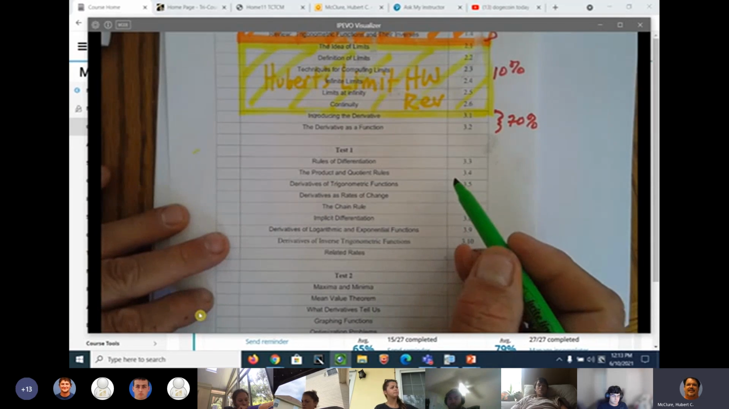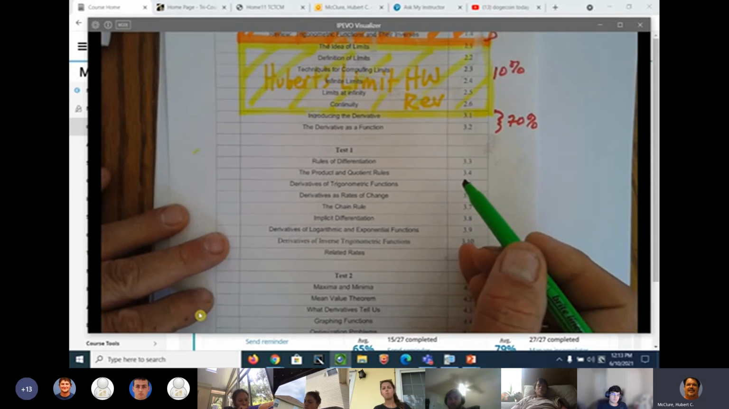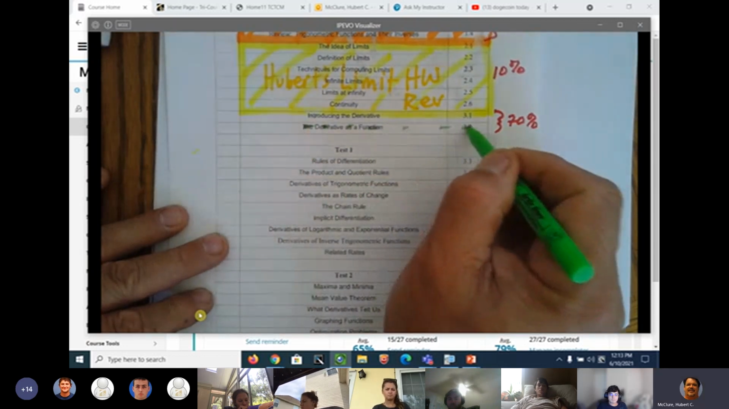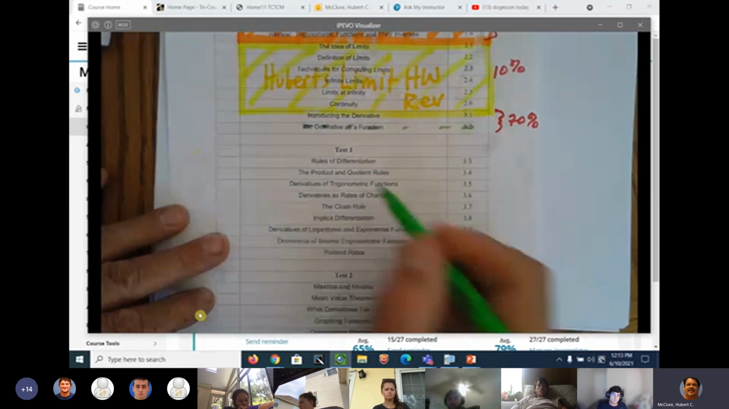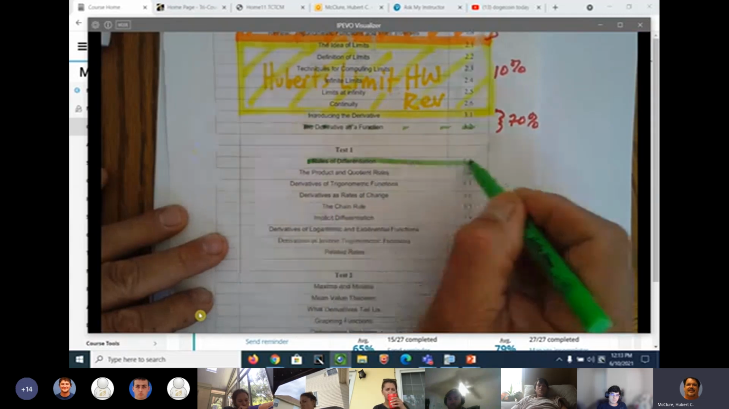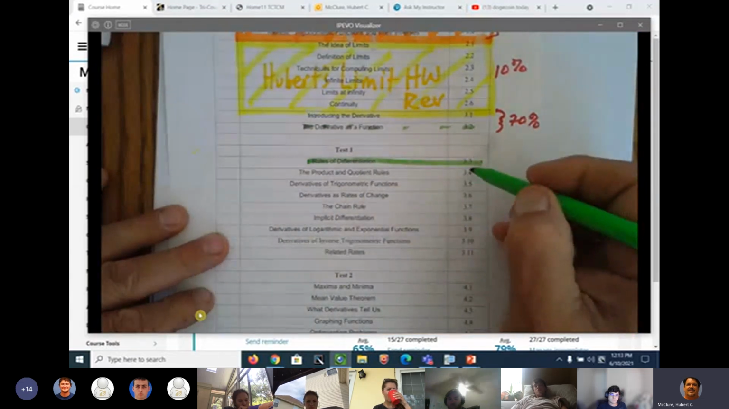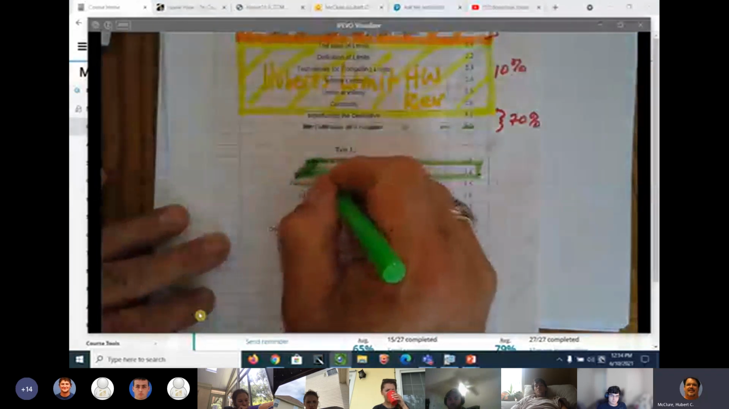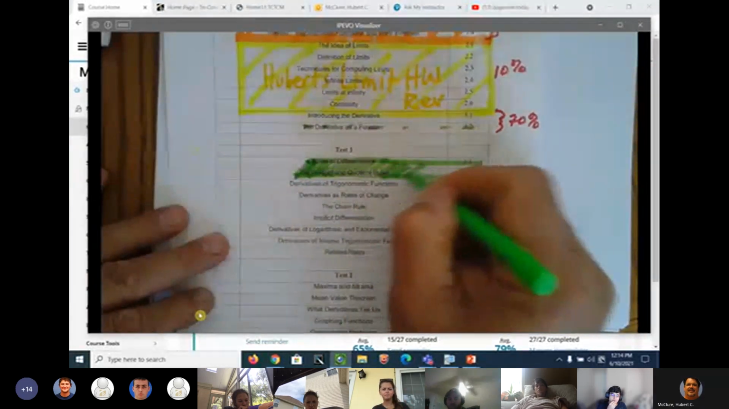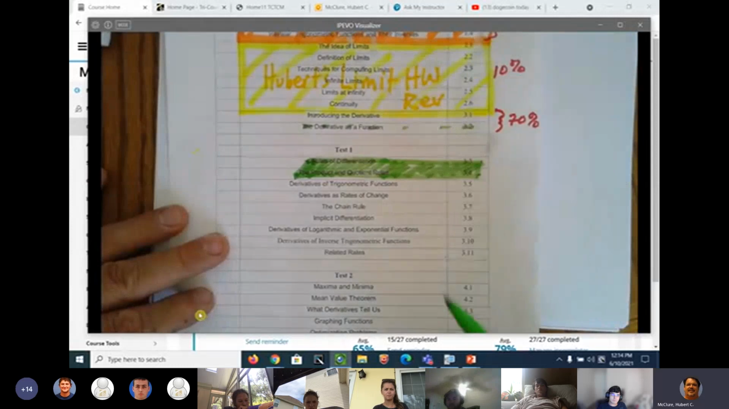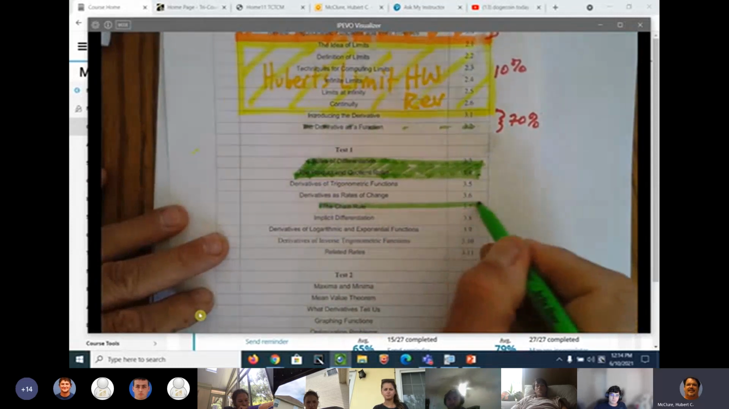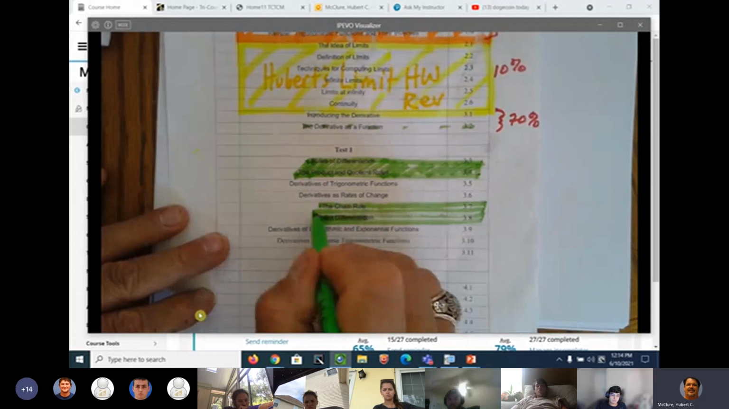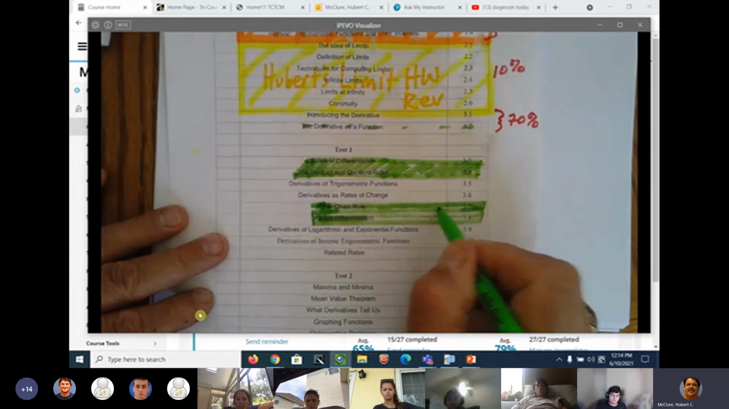Probably a little bit of 3.2. And then, of course, that's basic differentiation all the way down to product rule and quotient rule. And the chain rule and implicit. I forgot about that. So we'll go into implicit next.